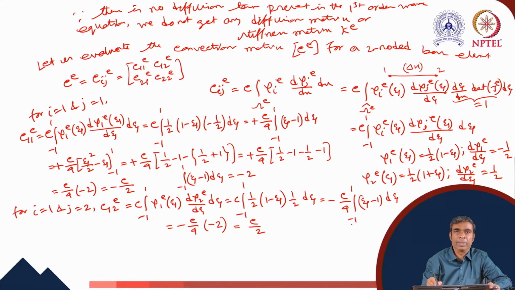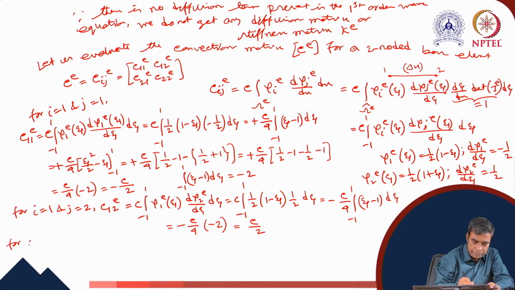So we have calculated the first row. We expect asymmetry because of this convection term. So we expect that C12E is not equal to C21E. Let us check it.